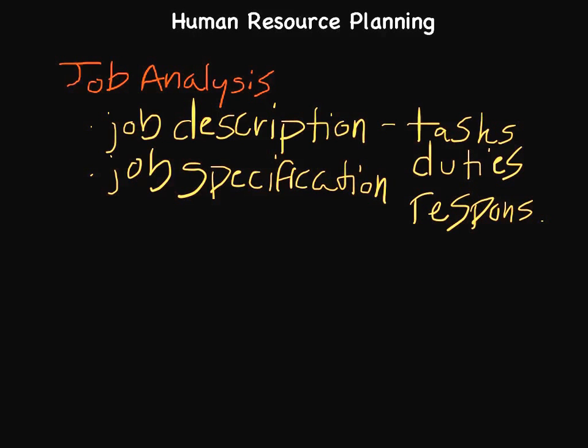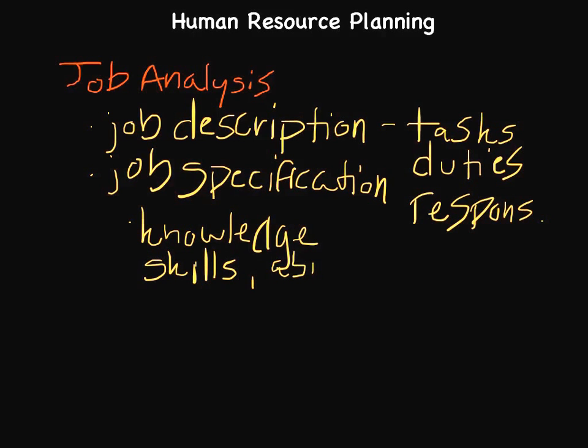And a job specification produces a couple different things similar to a job description. It produces what we call knowledge, skills, and abilities, commonly referred to as KSAs in human resource circles. And so knowledge, skills, abilities. What we're trying to outline here are the knowledge, the skills, and the abilities that a qualified applicant should possess to perform this job effectively.